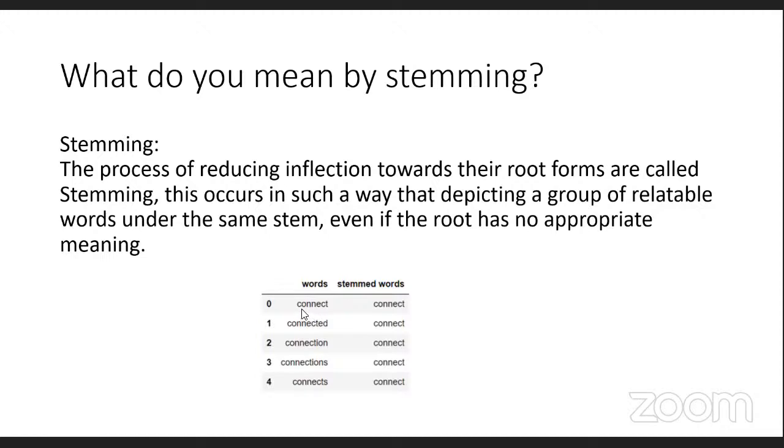See, if you have connect, it will give connect. If you have connected, it removes ed and gives connect. If you have connecting, it removes ing and gives connect. Here it is removing whatever suffixes it has, but it doesn't look into the meaning, whether the previous word and the final word after removing the suffix have similar meanings. This process is called stemming.